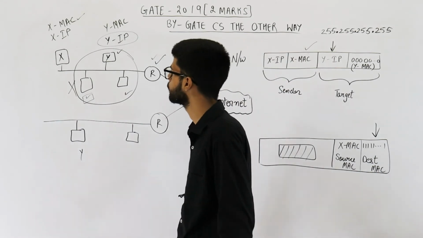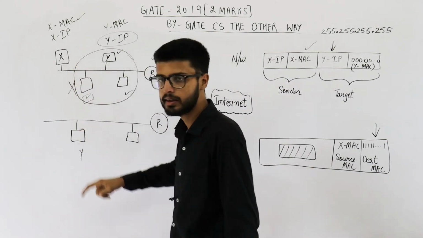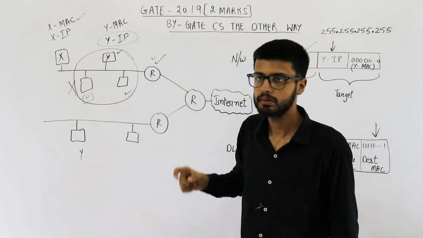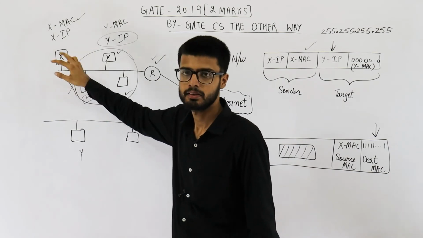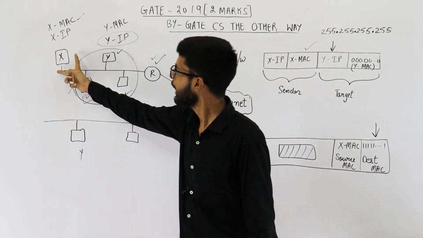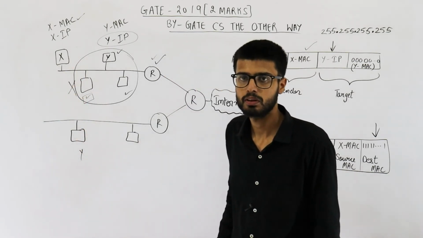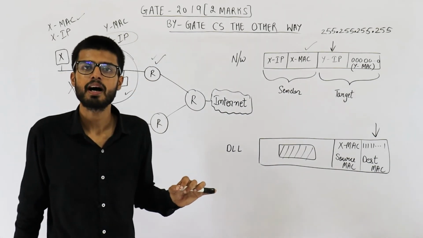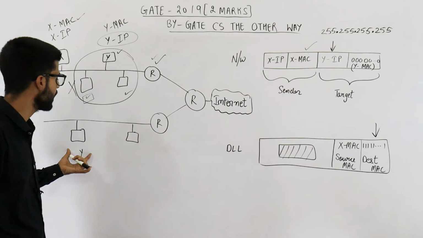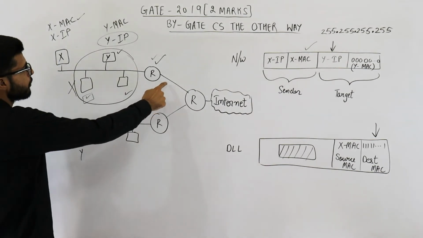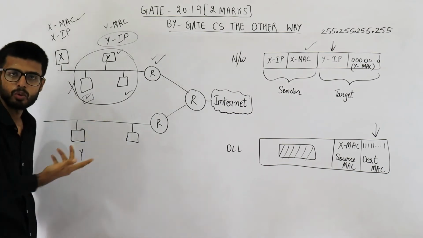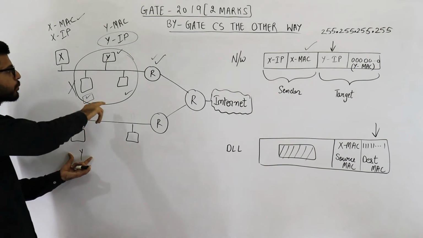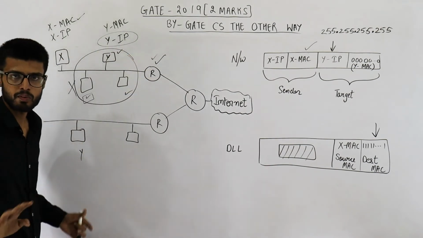Second possibility is X and Y are in different networks, but X thinks they are in the same network. The subnet mask that is provided to X is provided in such a way that X now thinks they are both in the same network. Now because X thinks they are in the same network, X is going to send a broadcast message asking about the IP address of Y. The message will be broadcasted in this entire network. No one will reply because Y is not a part of this network. X has broadcasted a message in its own network. No one is going to reply.